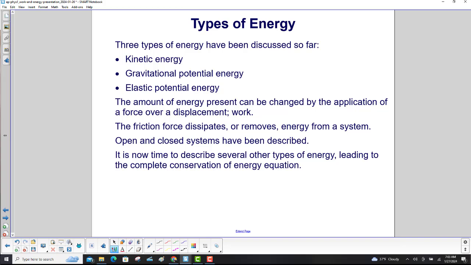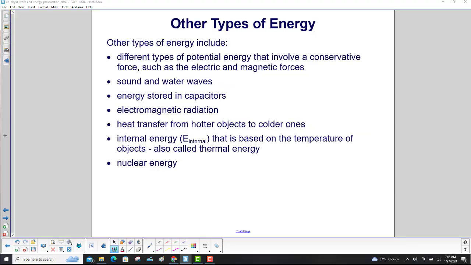Three types of energy have been discussed so far: kinetic energy, gravitational potential energy, and elastic potential energy. The amount of energy present can be changed by the application of a force over a displacement, work. The friction force dissipates or removes energy from a system. Open and closed systems have been described, and it is now time to describe several other types of energy leading to the complete conservation of energy equation.